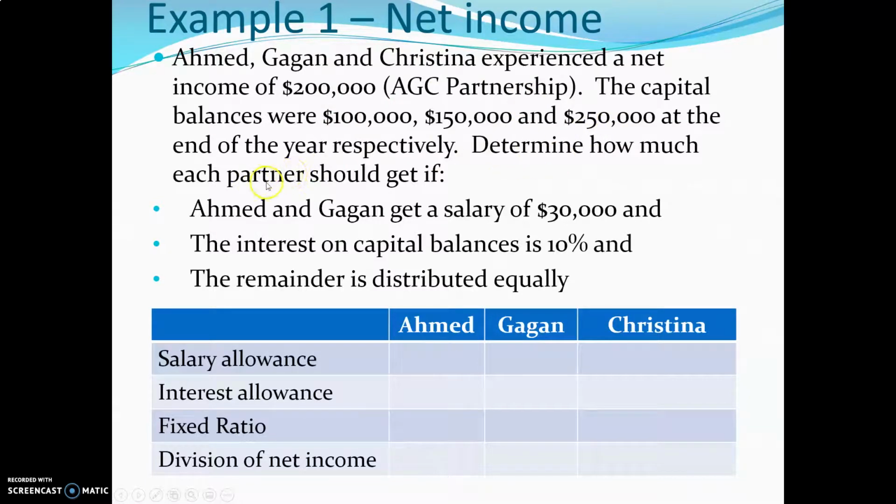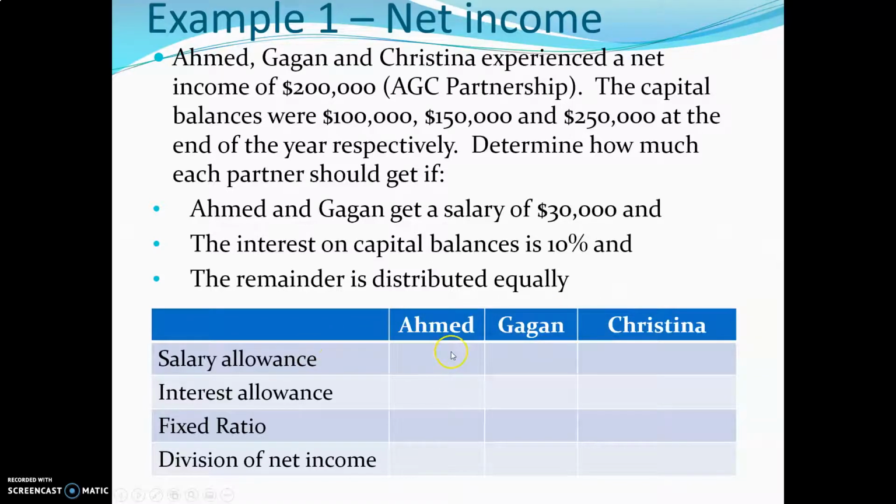Determine how much each partner should get if Ahmad and Gagan get a salary of $30,000 each, and the interest on capital balance is 10%, and the remainder is distributed equally. Again, I would encourage you to pause this at this moment to try and work through this as best you can.